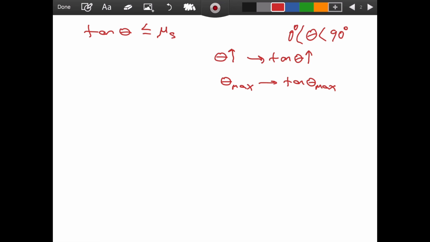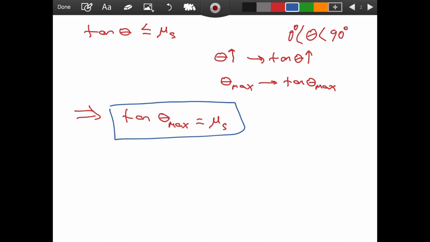And what is the maximum value of our tangent of theta if you look at our inequality here? Well, you guessed it, for tangent of theta max, we will get mu s. And boom, this is the formula that we will use to find the coefficient of static friction. Because the only thing that you need to do is to use a protractor to measure theta max. Sorry, I'm really excited for this proof. That's why I confuse things. This is theta max. You measure theta max.